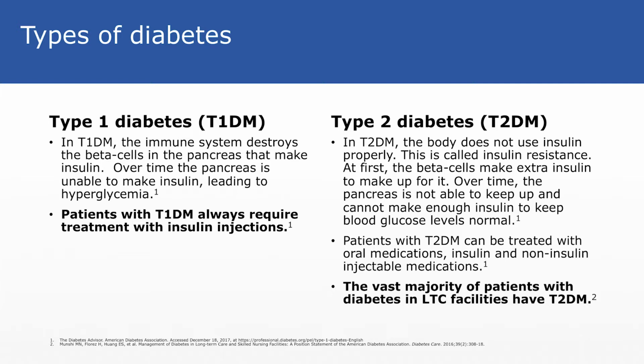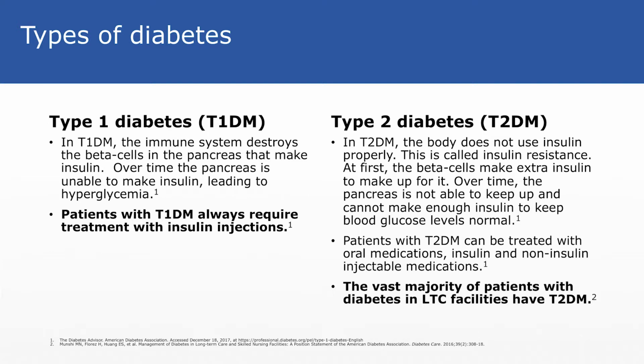In type 2 diabetes, the body does not utilize the insulin it produces properly, which is known as insulin resistance. Early in the disease spectrum of type 2 diabetes, the beta cells of the pancreas produce extra insulin to overcome the body's resistance to insulin. However, over time, the pancreas is unable to continually produce more insulin to meet the body's increasing needs. This results in rising glucose levels over time, which is why we refer to type 2 diabetes as a progressive disease.